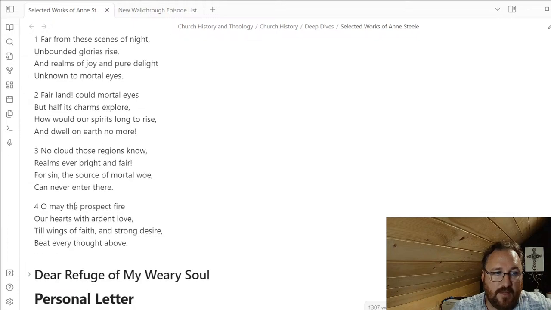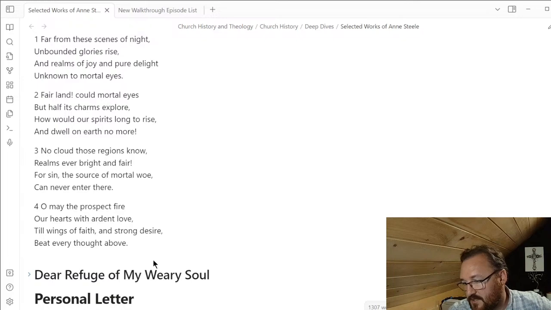She says, may the prospect fire our hearts with ardent love. In other words, may the knowledge of the promises of God affect us here where we are. May the prospect fire our hearts with ardent love until these wings of faith and strong desire beat every thought above. In other words, why continue to focus ourselves only and merely upon the things of this earth?